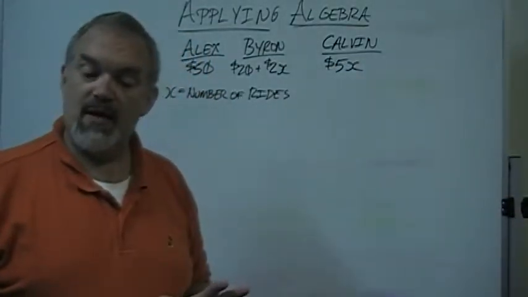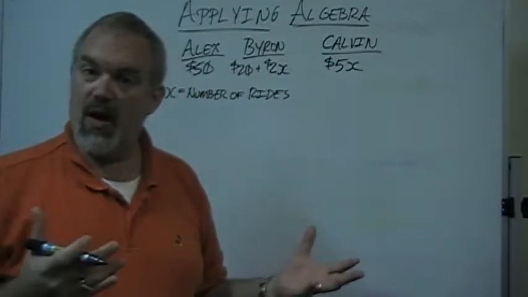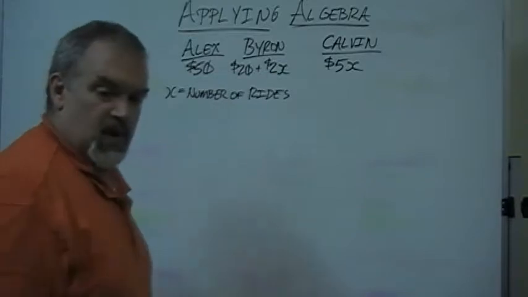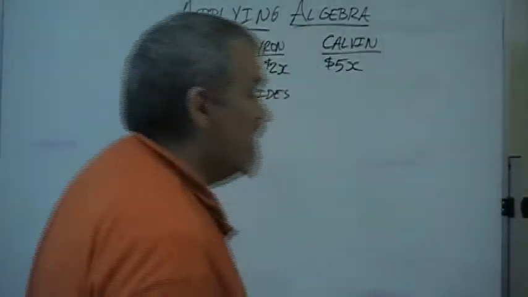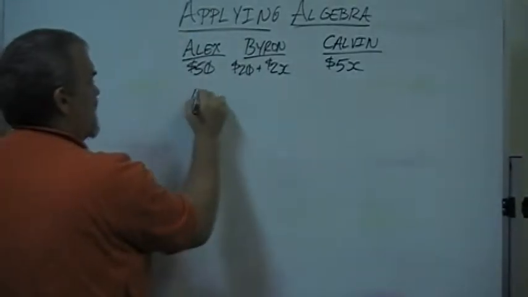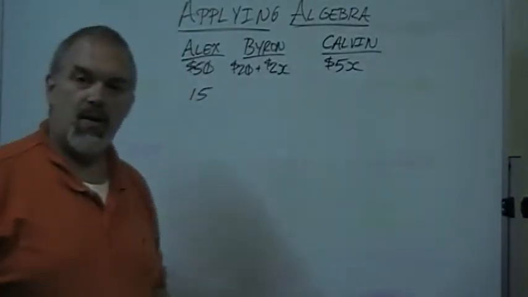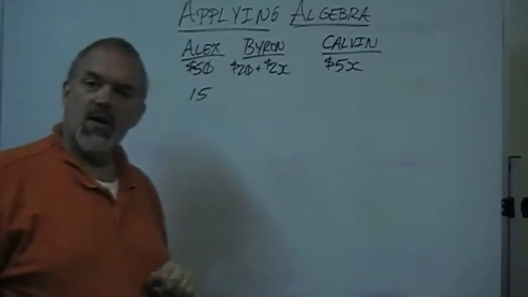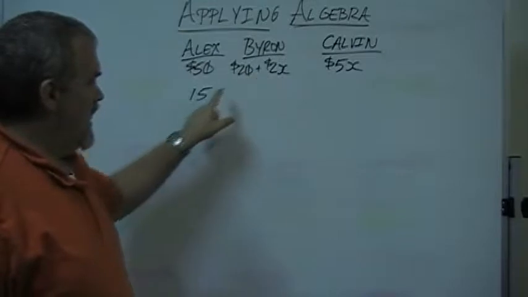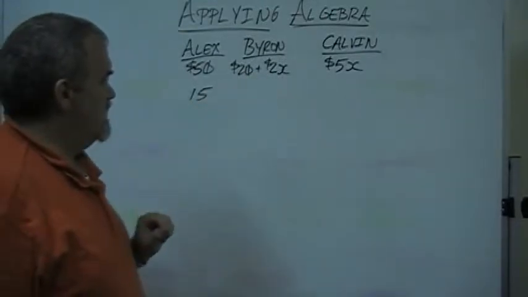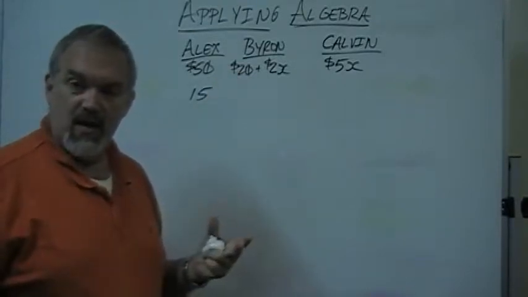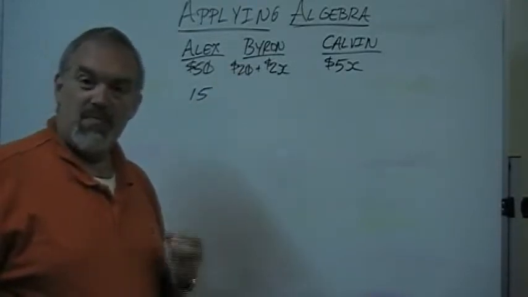Now, when you think about this, did they each choose the right choice? Well, it depends on how many rides they rode. Let's say, for example, that we find out that Alex rode 15 rides. Fair enough, he paid $50. Was that his best deal? Well, if he'd done what Byron did, he would have paid 2 times 15, which is $30, plus 20 would be another $50. So he would have broken about the same.